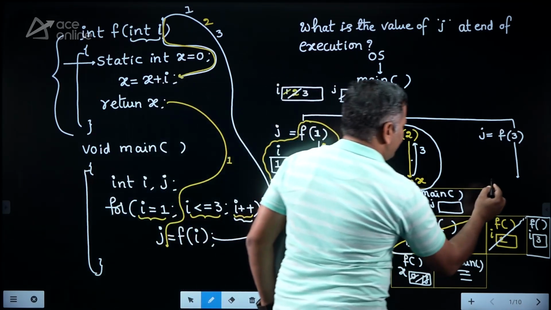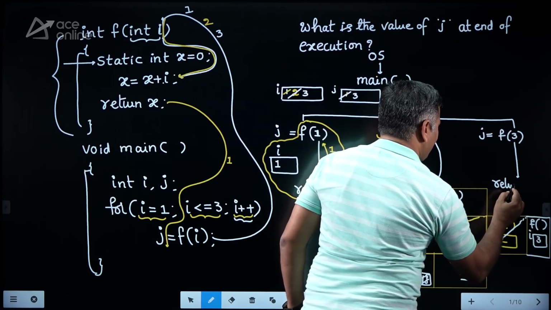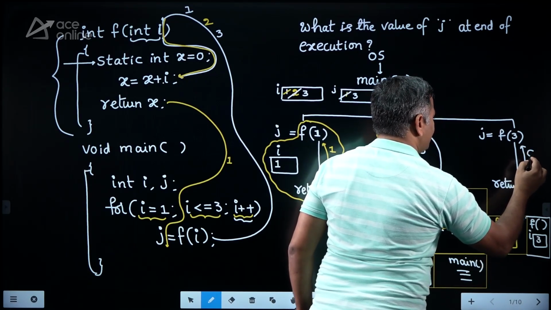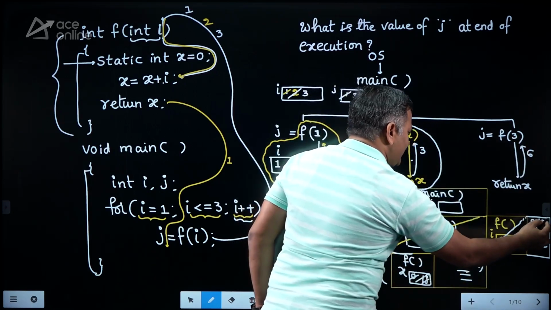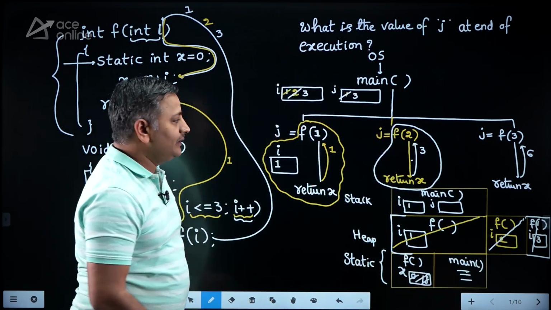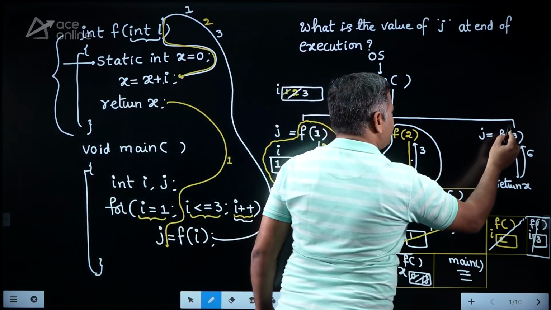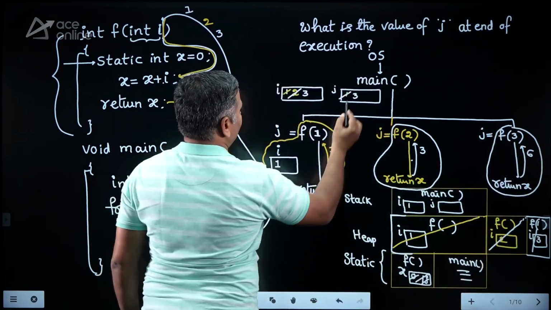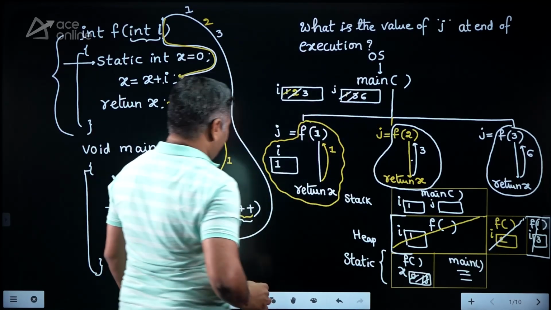Afterwards, it will return the x value. Return x value equal to 6. So the moment you return the x value 6, this activation also gets deleted, friends. It is no longer available. Okay. So that return value will be copied into j. Now j is equal to 6.